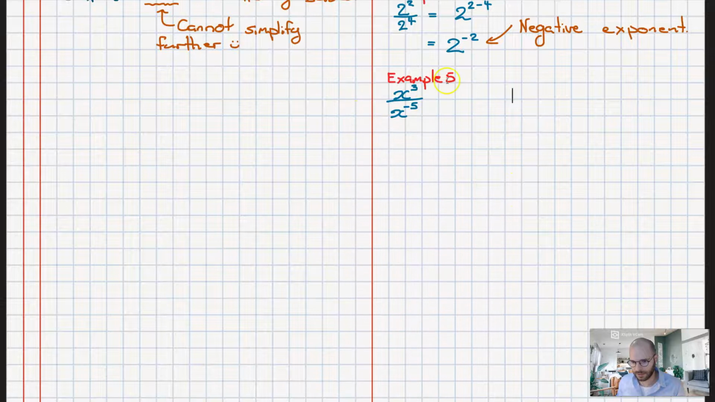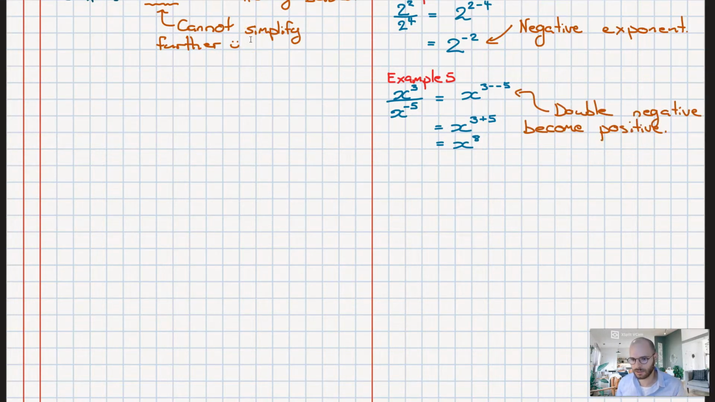And finally, in example 5, we have x to the power of 3 divided by x to the power of minus 5. Once again, we have an algebraic quotient that we're going to simplify using our rule around division. We get our common base of x. Our numerator's exponent is 3. Our denominator's exponent is minus 5. So we're going to go 3 minus negative 5. The double negative is going to become plus 5, and therefore the result is going to be x to the power of 8.